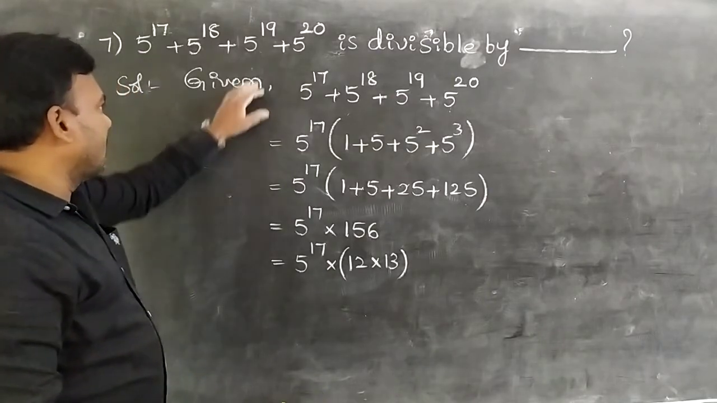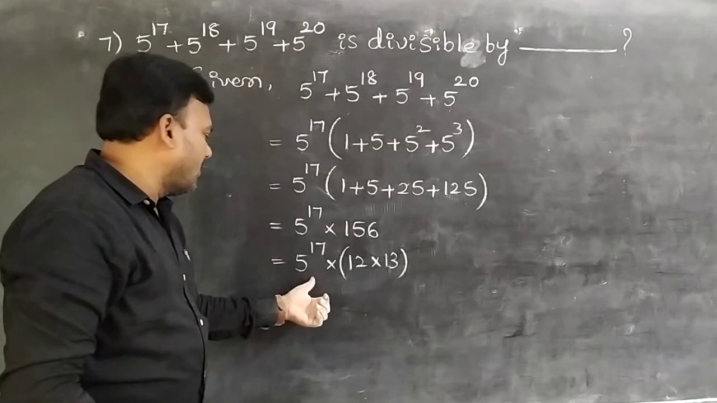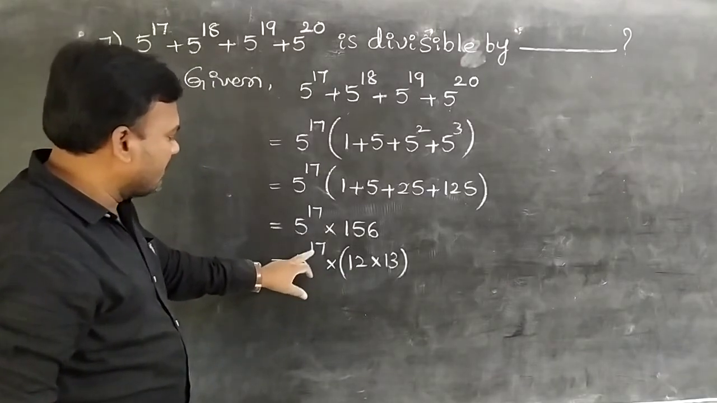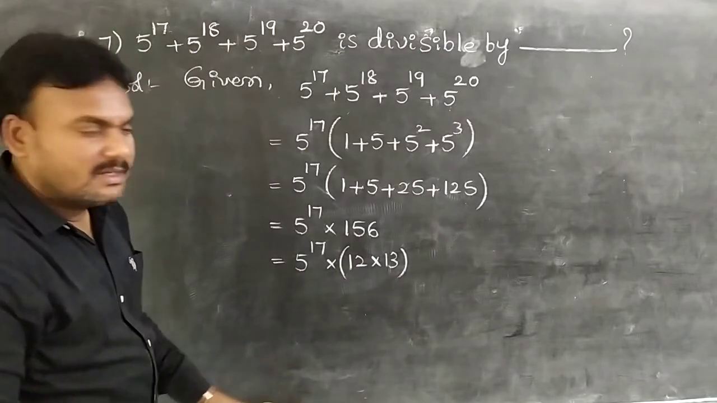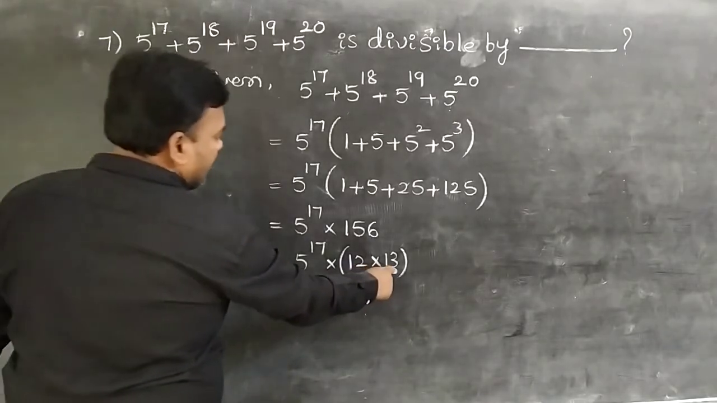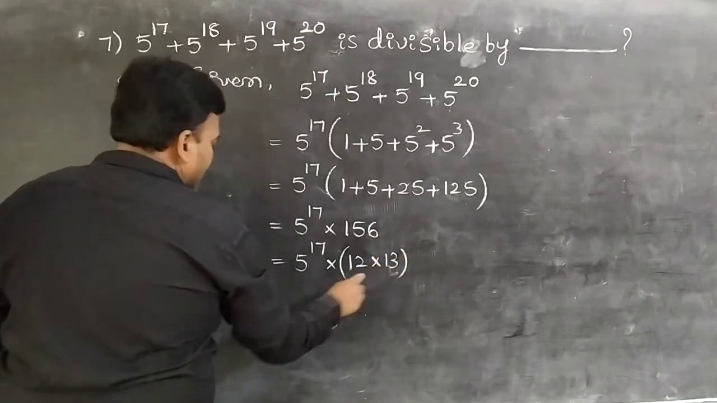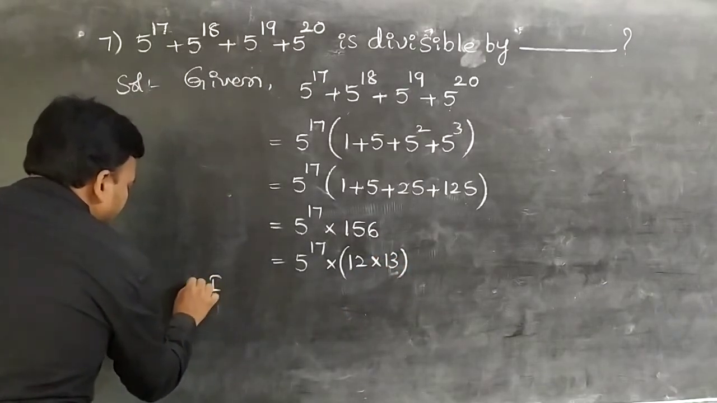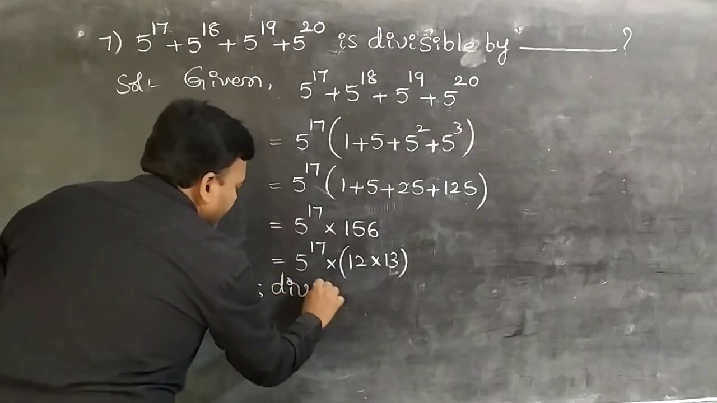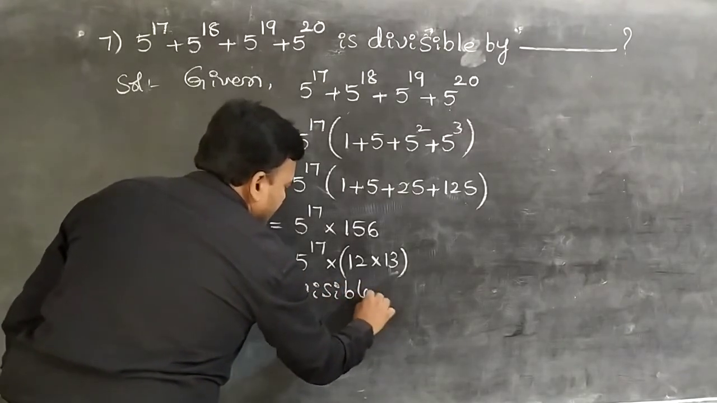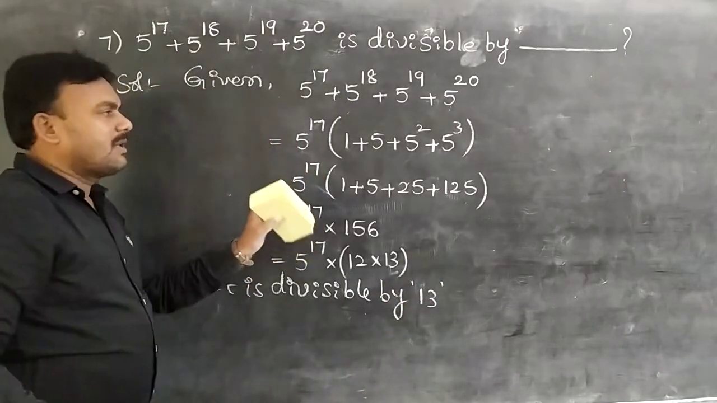So this number is divisible by 12 or 13 or 5^17. So divisible by 12 and 13. Why? Because 13 is a prime number, that's why I take only the prime number. Therefore it is divisible by 13. This is the solution of the given problem, students.